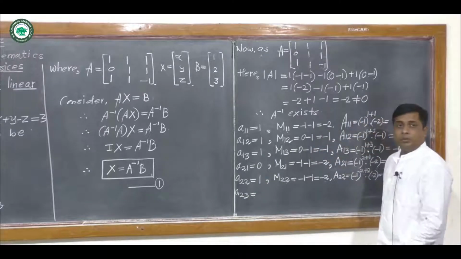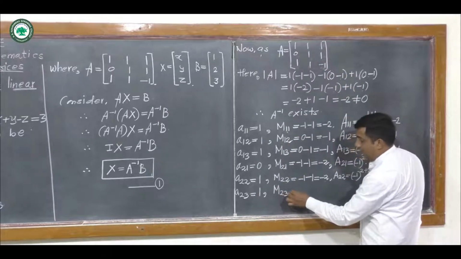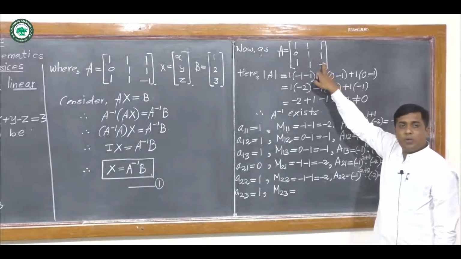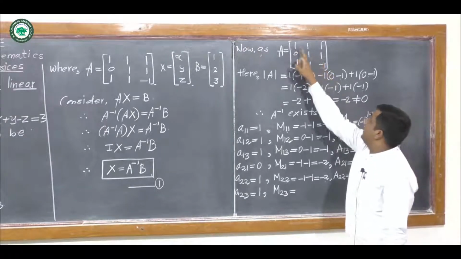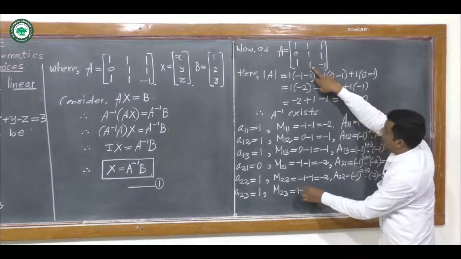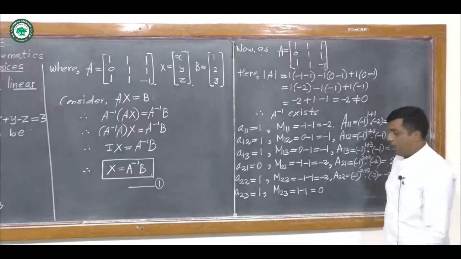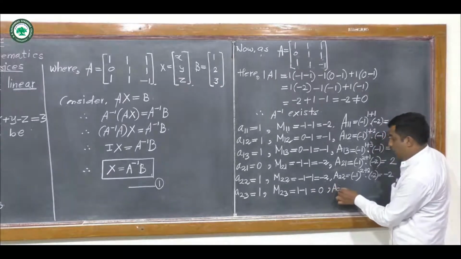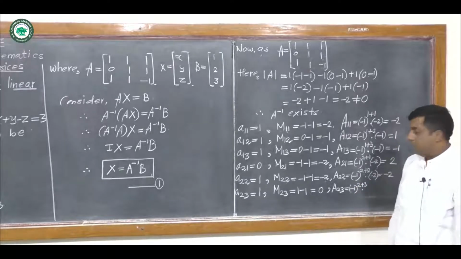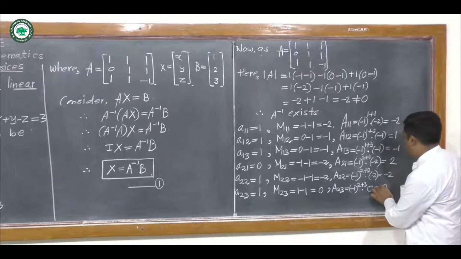Next, for the next element, A23 is equal to 1. We know its minor M23. This A23 is in the second row and last column, so we delete the second row and third column and consider the remaining elements for the calculation. So we consider 1 into 1 is 1, with minus sign, again 1 into 1 is 1, and this is equal to 0. Now its cofactor A23 is equal to minus 1 raised to 2 plus 3 into the minor, which is 0, and 0 into minus 1 is 0.